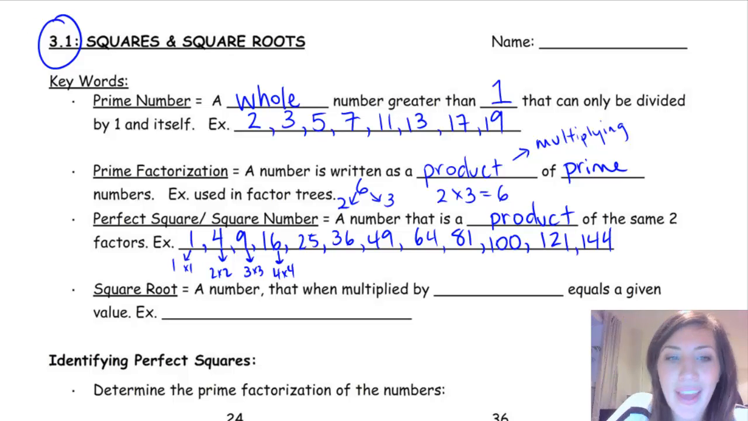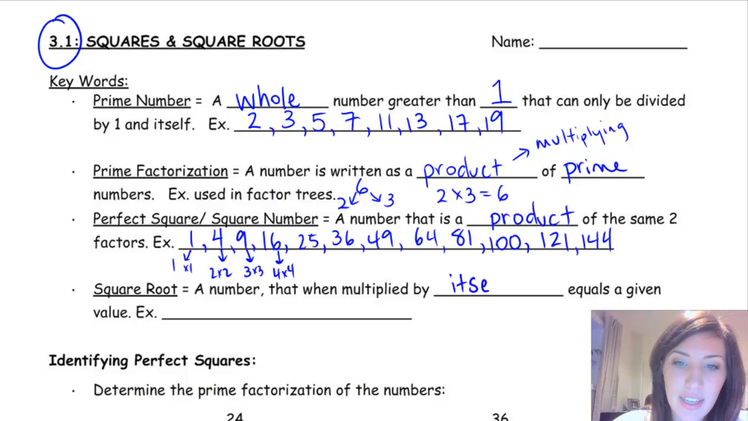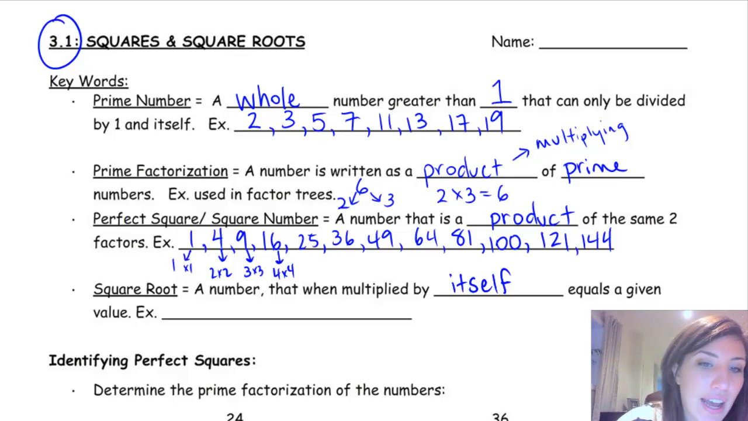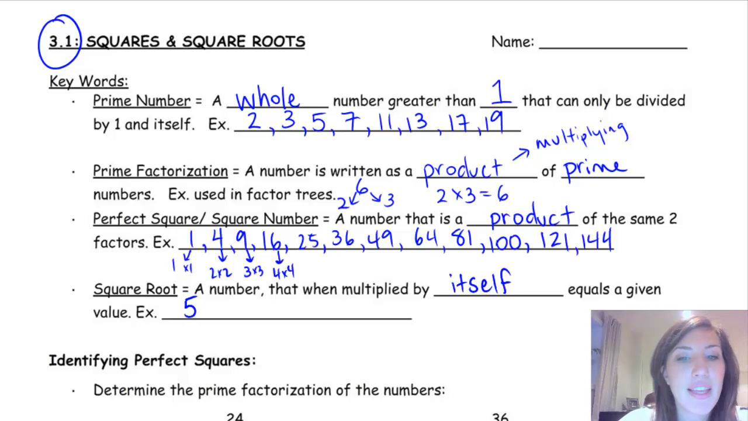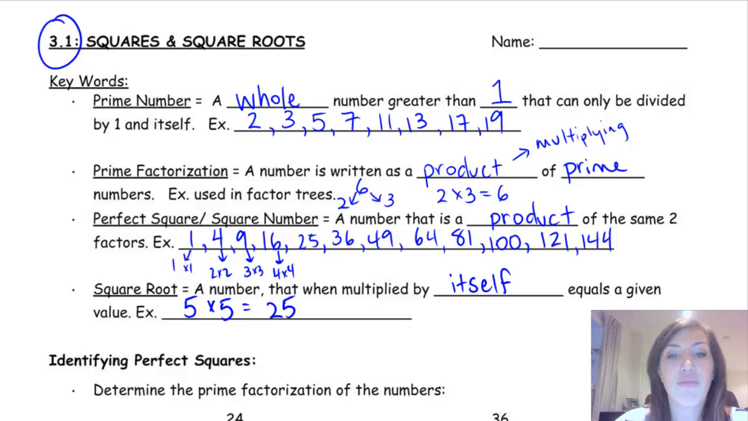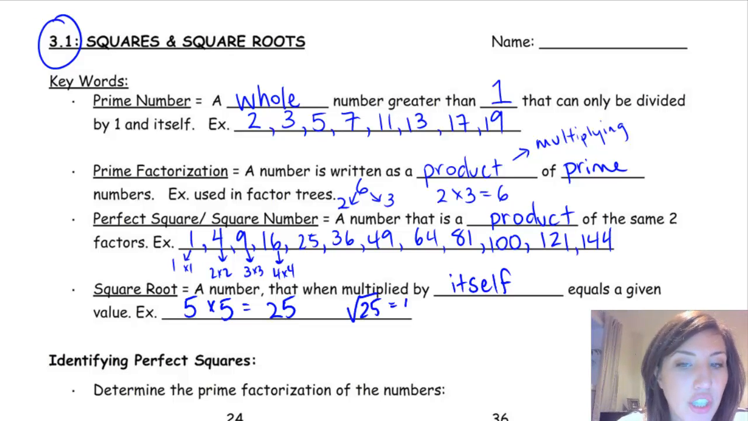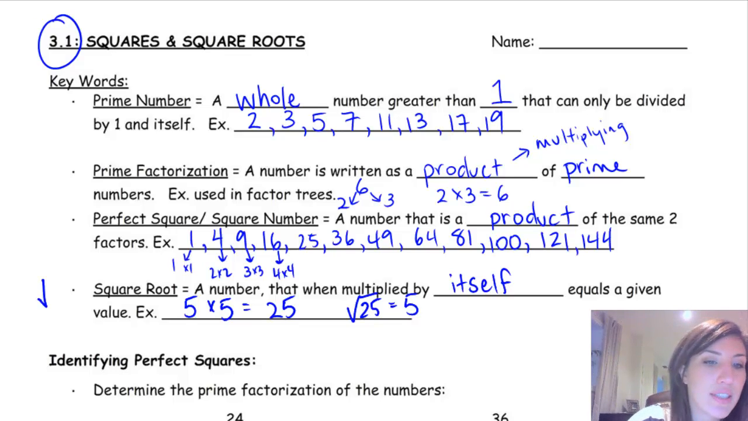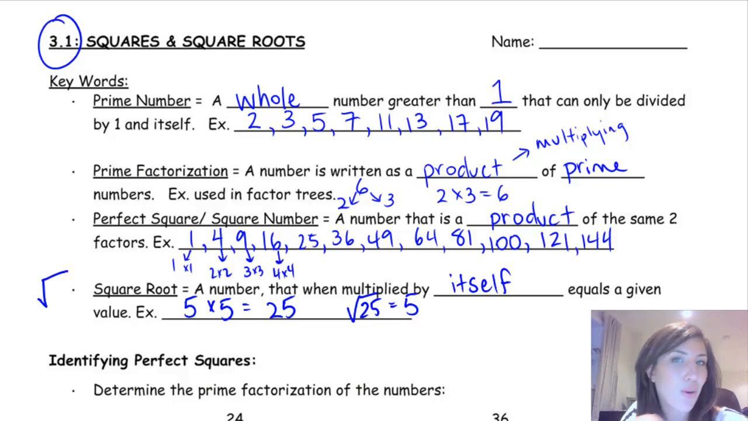Alright, well, the square root then, the last definition, that's just the opposite. A number that when multiplied by itself equals a given value. For example, 5, and if we multiply this number by itself, so 5 times 5, it gives us the number 25. So if we say what's the square root of 25, that would just be 5. So we represent the square root with this symbol here. It's kind of like a check mark with a line over top.